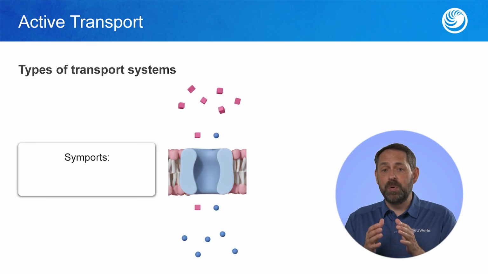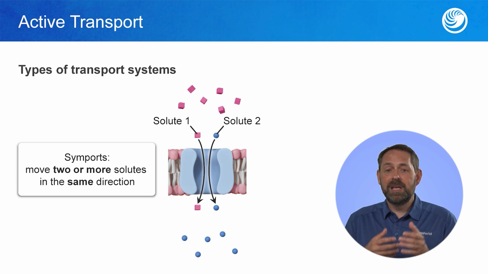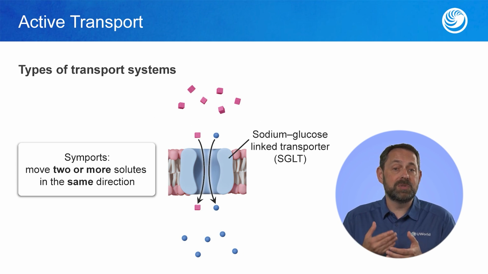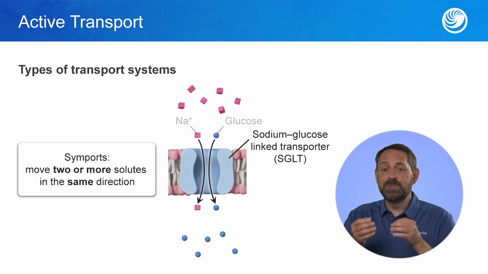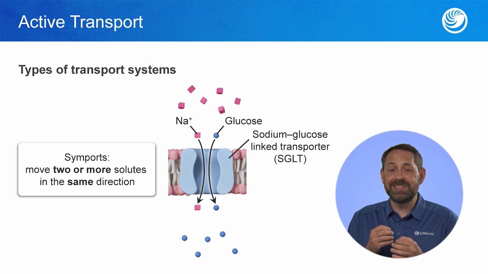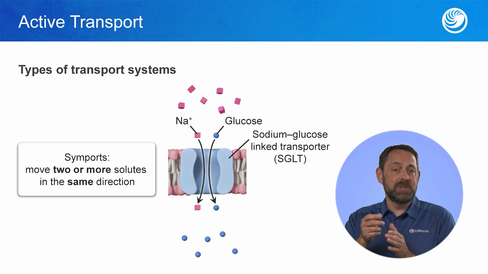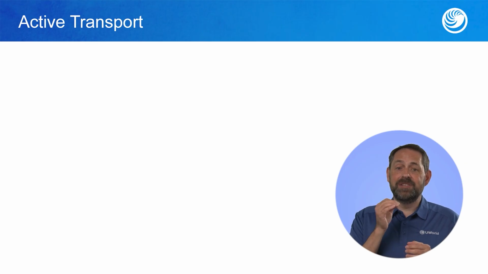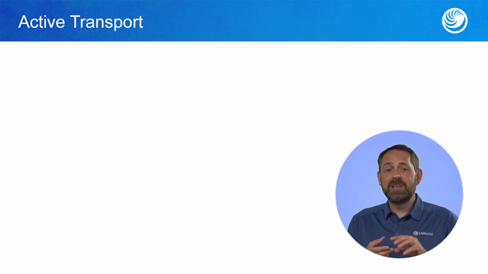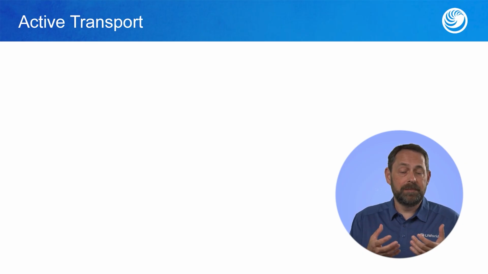Lastly, symports move 2 or more solutes in the same direction across the membrane, as demonstrated by the sodium-glucose linked transporter, also known as SGLT, which carries both sodium and glucose into the cell together. We'll discuss the sodium-glucose linked transporter in more detail shortly. It should be noted that even though we are discussing these transport systems in the context of active transport, uniports, symports, and antiports can also function in passive transport.